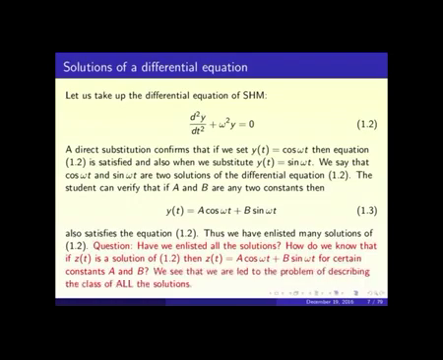We see that we are naturally led to the problem of describing the class of all solutions. It is not difficult to show that 1.3 exhausts all the solutions of 1.2. Every solution of 1.2 is of the form a cosine omega t plus b sine omega t. This is not difficult to prove, but we shall not do that at the moment. We shall come back to this much later if time permits. We shall instead move on to some more examples.